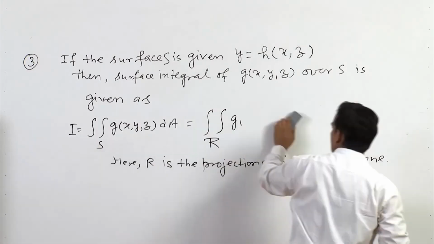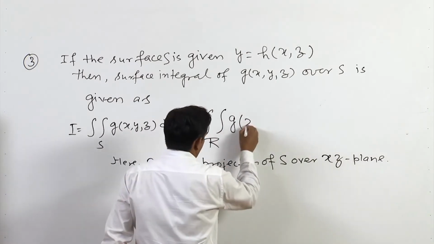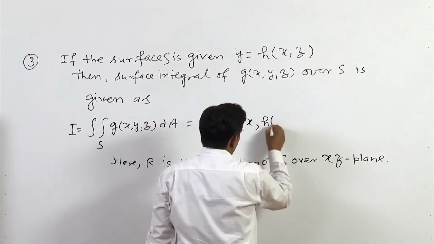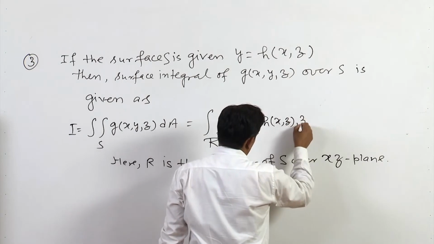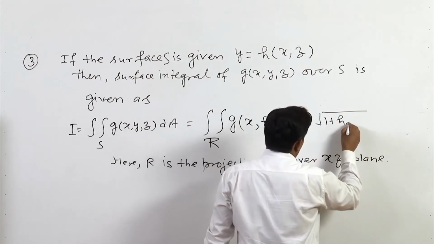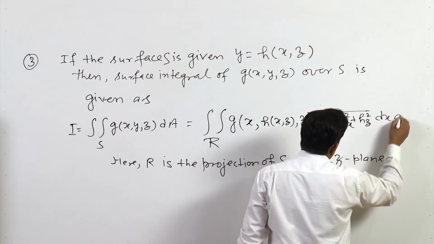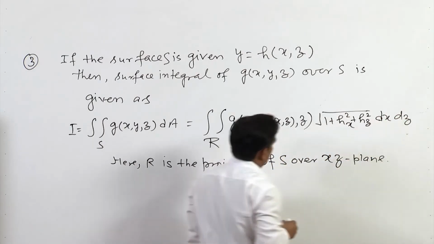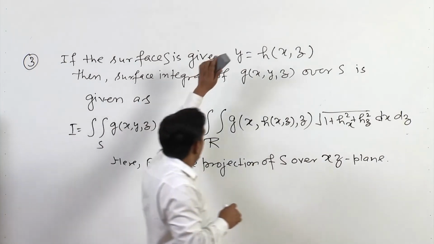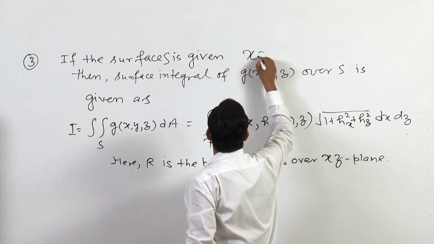And now the final form of this formula will be: g of x, y can be written in terms of x and z, so g of x, h of x z, z, square root of 1 plus h_x square plus h_z square dx dz.